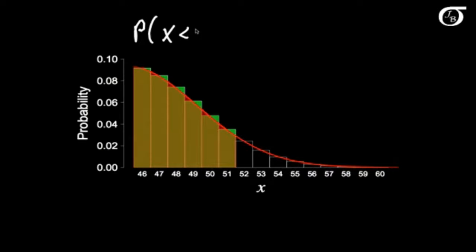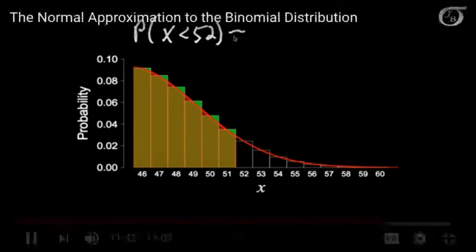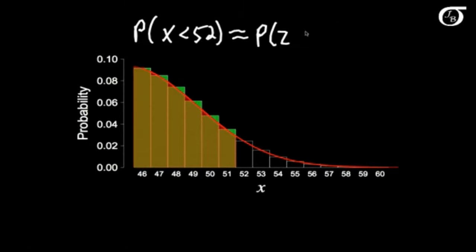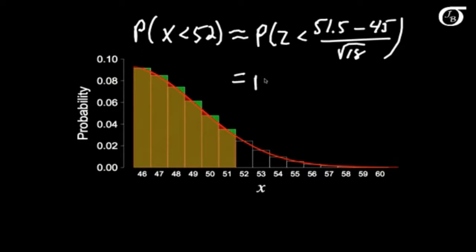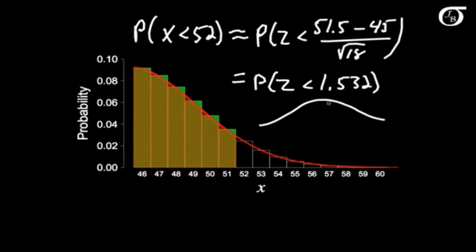So if I want the probability that x is less than 52, then I'm going to say that's approximately the probability that z is less than 51.5 minus mu over sigma. And this is equal to the probability that z is less than 1.532. And if we put that into our computer, and did this without any round off error, and then just rounded to 4 decimal places at the bitter end, we would say that this is 0.9372.